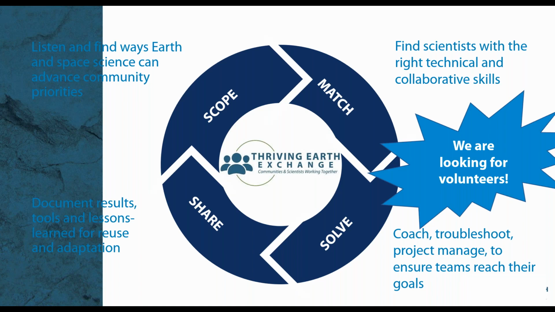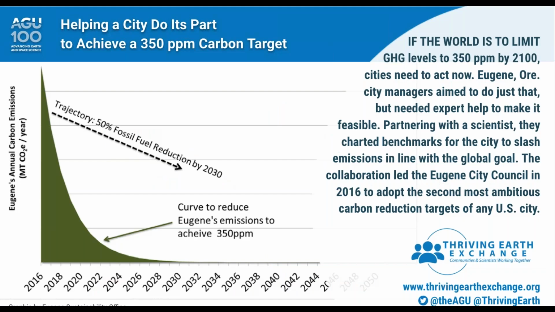Just to give you some examples of where our science is having impact. In the city of Eugene, Oregon, the community leaders there wanted to understand how the city could achieve a 350 parts per million greenhouse gas emission target. We were able to bring a professor from the University of Portland to help do a peer review. And while they did not achieve this specific target, they were able to convince the Eugene City Council to do a 7 to 8% reduction in greenhouse gas emissions by 2030.